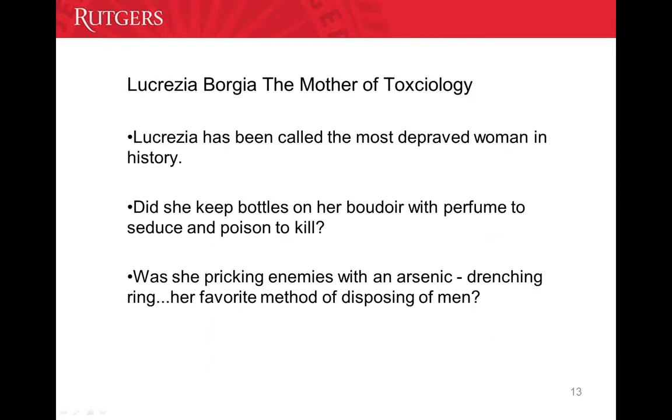Now, not to share equal time, Lucrezia Borgia is often, with a little humor, considered to be the mother of toxicology. She had also been called one of the most depraved women in history. But as the stories go, of course, she kept bottles in her boudoir with perfume that was used to seduce and poison and kill her suitors.